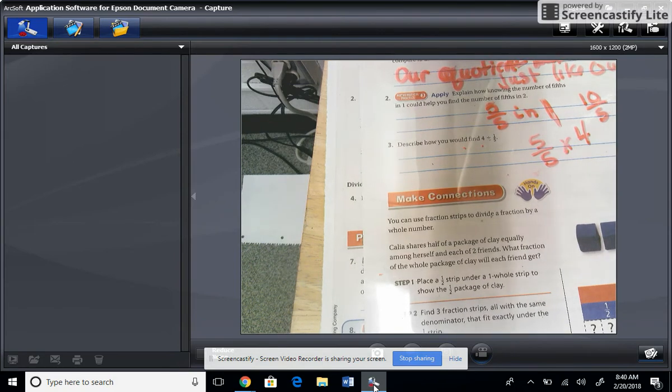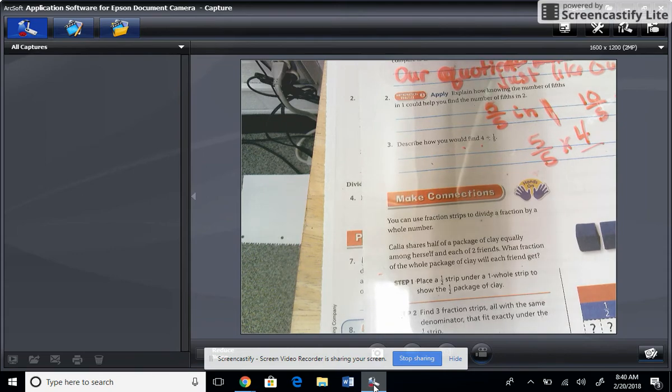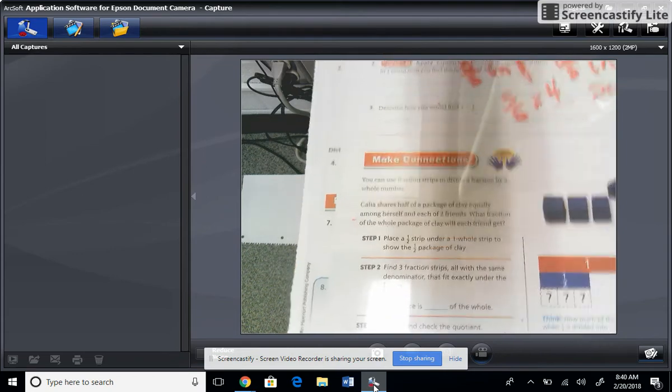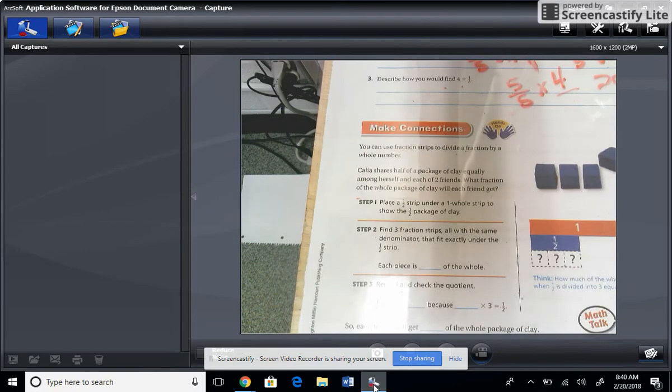Okay, let's see if you make another connection. You can use fraction strips to divide a fraction by a whole number. Callie shares half of a package of clay equally among each of 2 friends. What fraction of the whole package of clay will each friend get? So now we've got a half, because that's all we have compared to a whole.